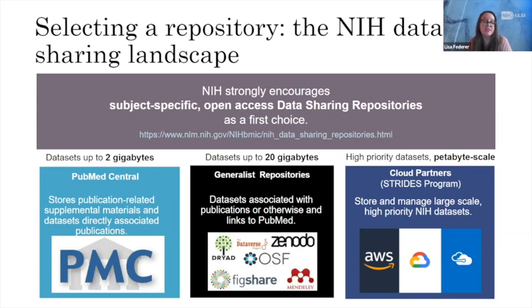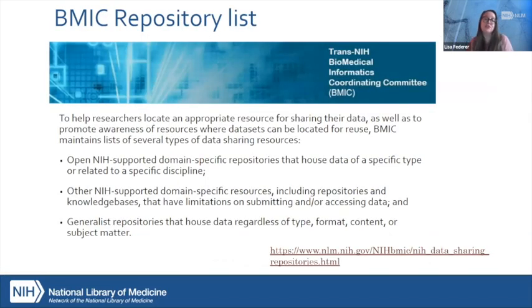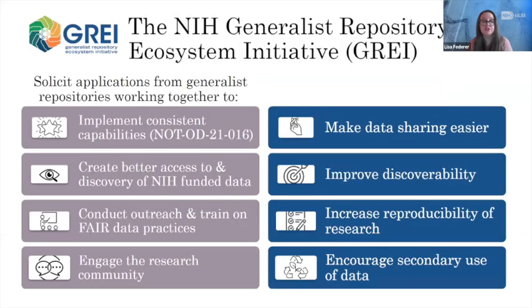So some other options that exist are PubMed Central for smaller data sets associated with a publication, and generalist repositories, which will accept data sets regardless of the topic or the data type. And then STRIDES is the cloud platform, or cloud program, for NIH, and that can be used for large and high priority data sets. If you're looking for where to find one of those subject-specific repositories, one resource is the page maintained by the Biomedical Informatics Coordinating Committee of NIH, BMIC, which contains a list of those repositories.